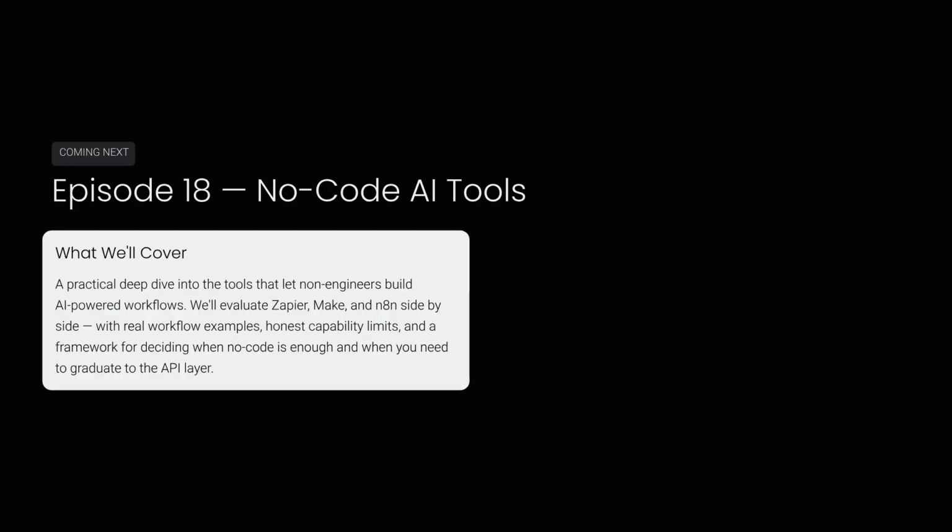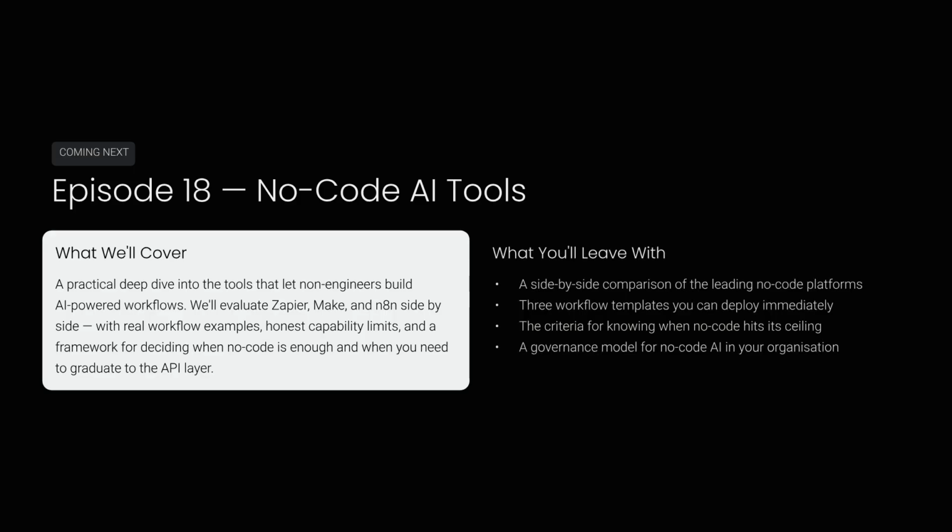Next time, in episode 18, we will explore no-code AI tools. We'll go deep into platforms like Zapier, Make, and N8N, covering how to build AI-powered workflows without engineering. You'll leave with side-by-side comparisons, practical templates, and a clear governance model for your team.